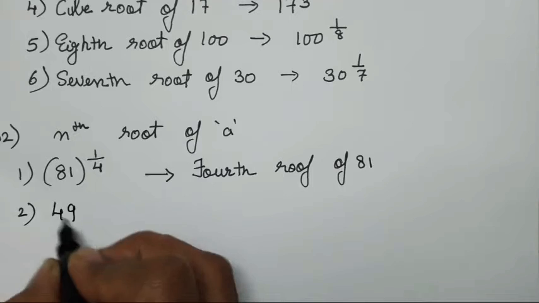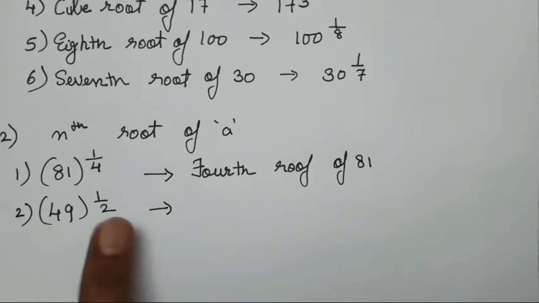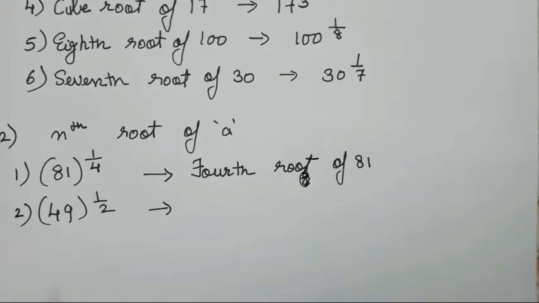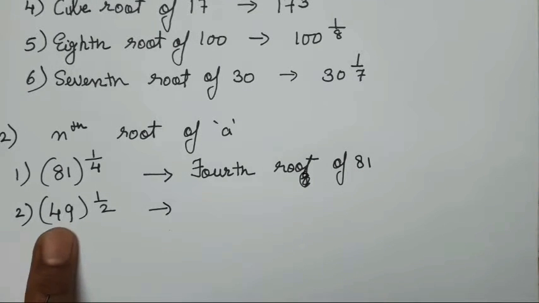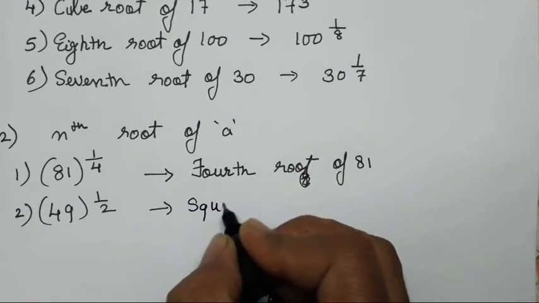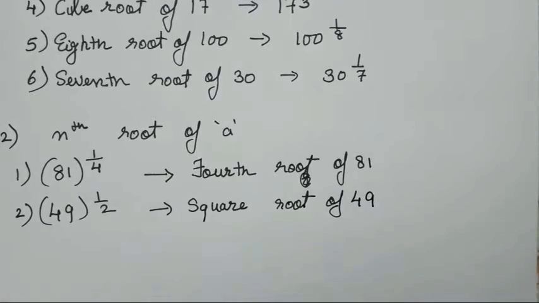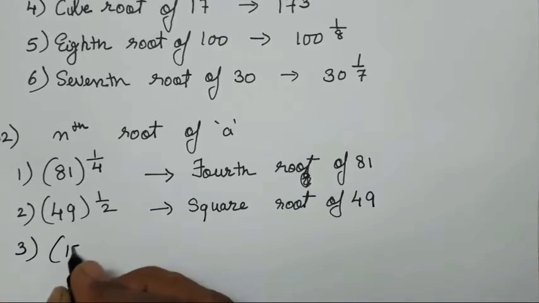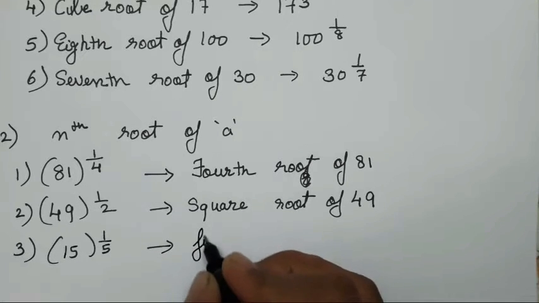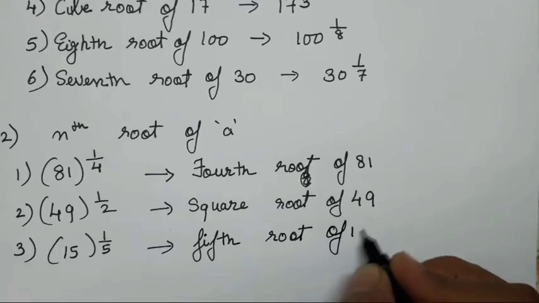Second one is 49. Reading is important, you all have to read it properly, then only you will be able to write it. Now over here 2 is there, so you don't have to write 2, you have to write root, sorry. Now this is 49, 1 upon 2, so this will be written as square root of 49. Next is 15, 1 upon 5. So fifth, because 5 is there, so fifth root of 15.